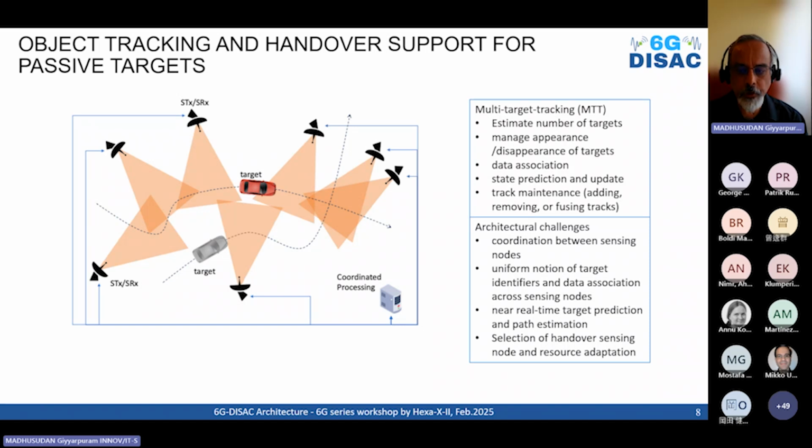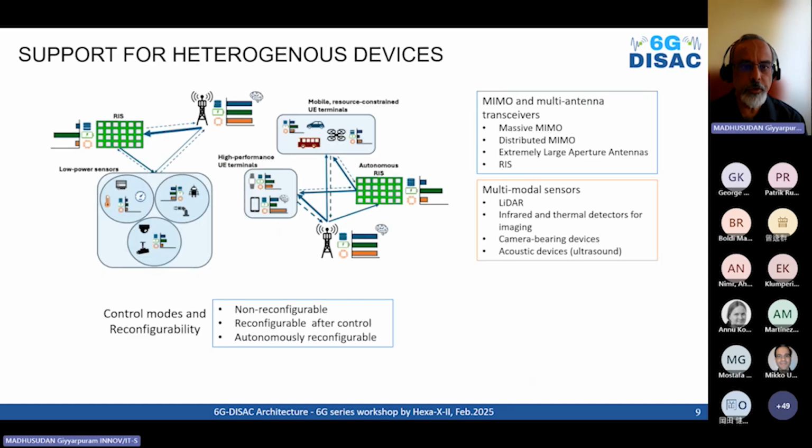Handling target identifiers and a uniform data association. Where would that be handled? How will that be handled? And close to near real-time prediction and path estimation for moving objects, passive targets that are moving fast. And the actual handover procedure. So this is described a bit more in the D2.2 deliverable that I just talked about. This is just to give an overview here.